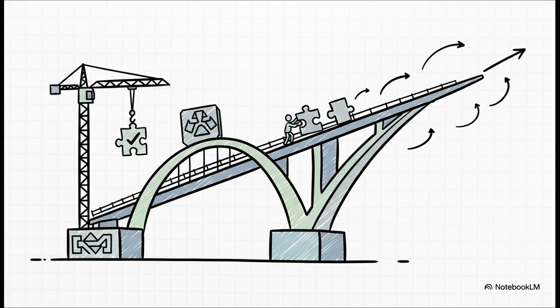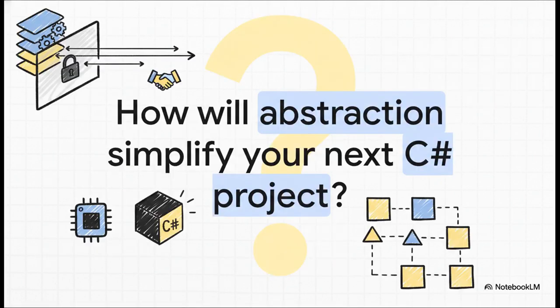Using abstraction correctly leads to a clean architecture and makes your code so much easier to test. It is the key to building systems that can grow and scale without breaking. In fact, it's a cornerstone of the SOLID principles, which are really the guidelines for writing modern, professional, and maintainable software. So, as we wrap things up, I'll leave you with this question to chew on.